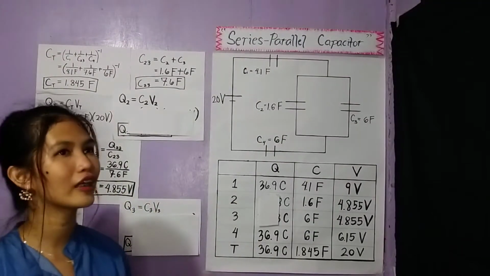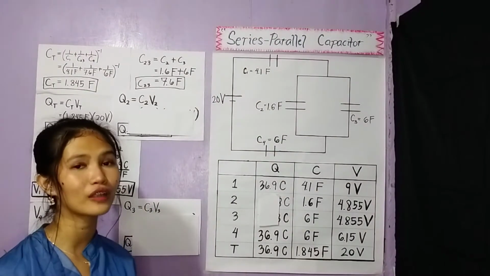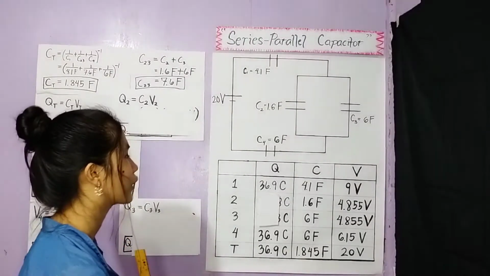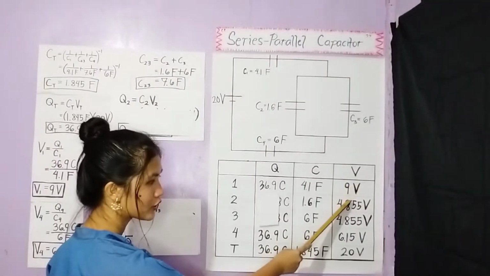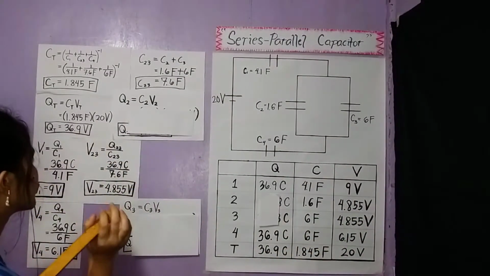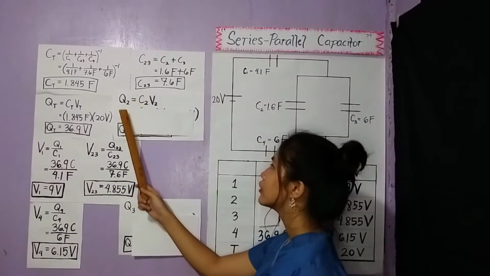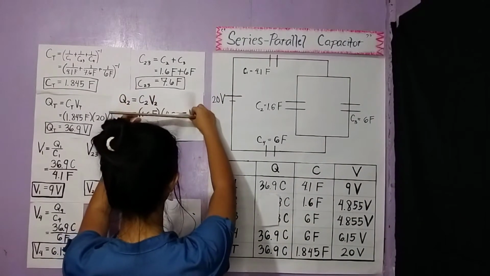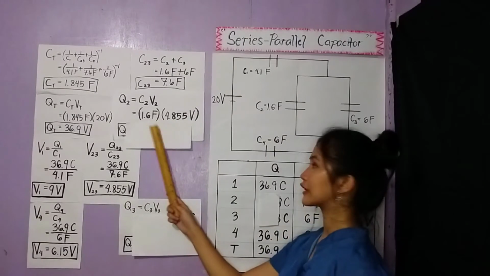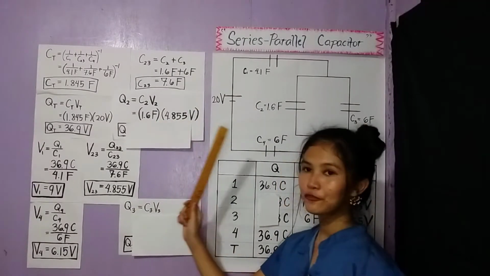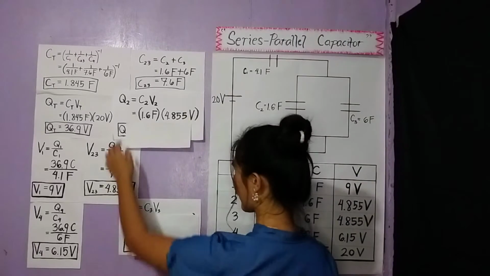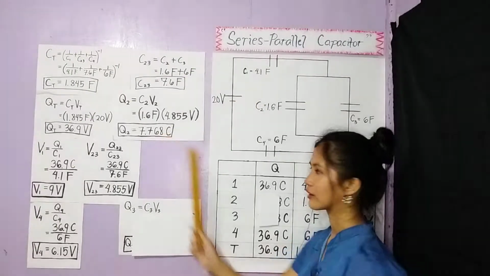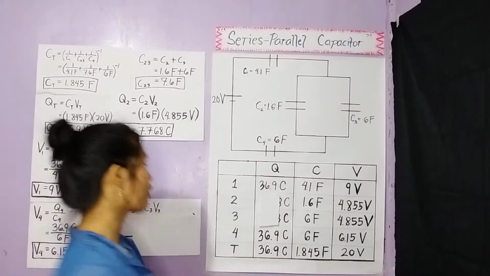So first, we are going to find their individual value now. They are not combined with each other. For Q2 and Q3, because we already have the value of V1, V2, V3, using the formula, Q2 equals C2 times V2, and put down their value, we have 1.6 farad times 4.855 voltage, and using the calculator, we'll be able to get an answer of 7.768 coulomb.